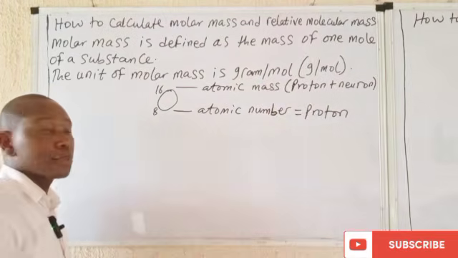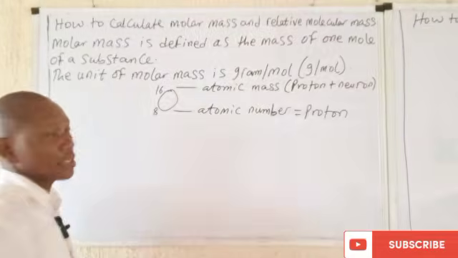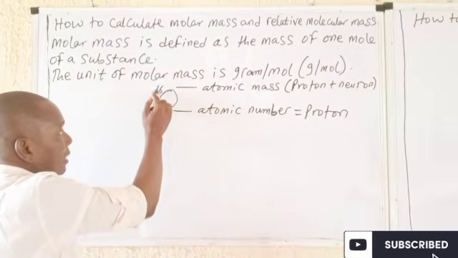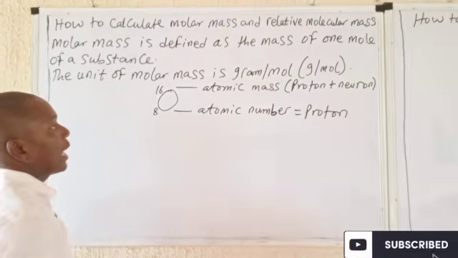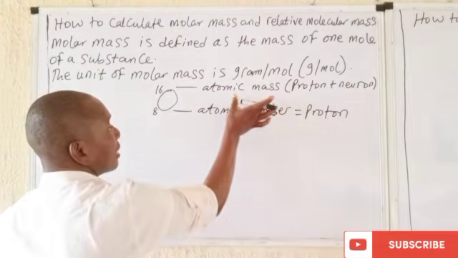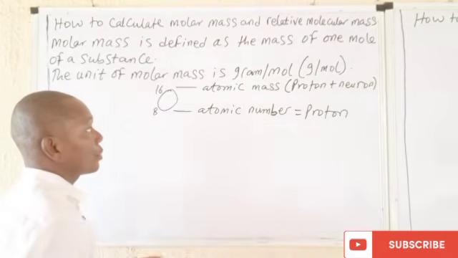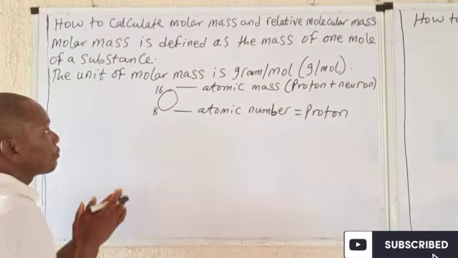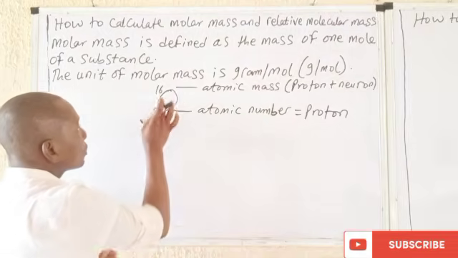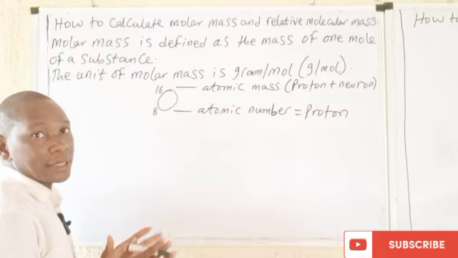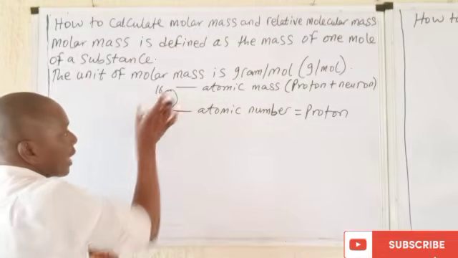Now, when you look at the periodic table, let's take oxygen as an example, you realize that you have the mass number at the top and the atomic number at the bottom. There's a slight difference between atomic mass and mass number, but we won't go into details. Just know that the mass number is the number of protons plus neutrons. Now, note that the 16 here is actually the mass of this atom.